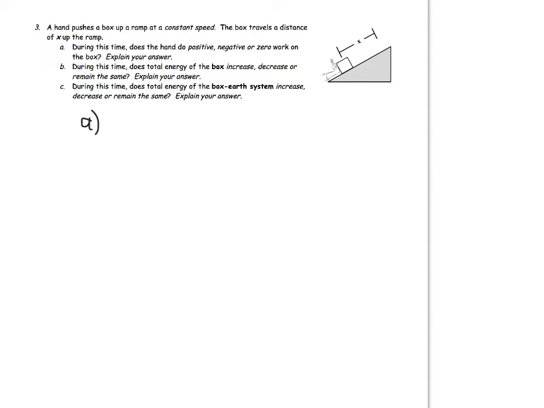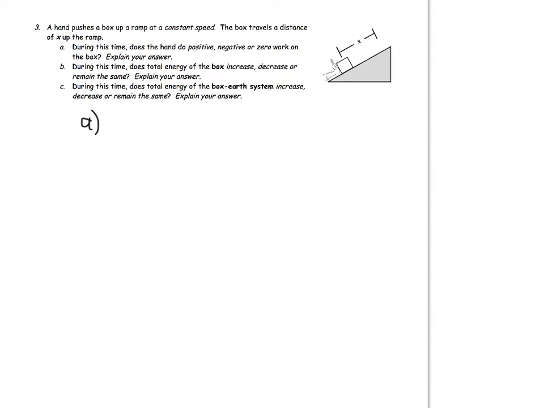Up next, we have a purely conceptual one. So we have a situation here where a hand pushes a box up a ramp at a constant speed. The box travels a distance of x up the ramp. And our first question is, during this time, does the hand do positive, negative, or zero work on the box?